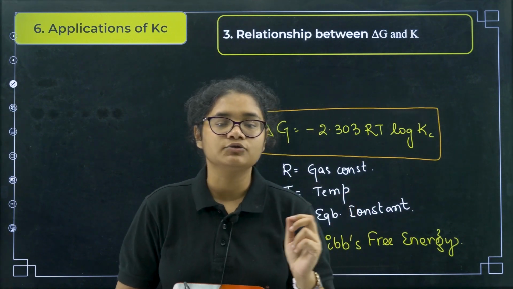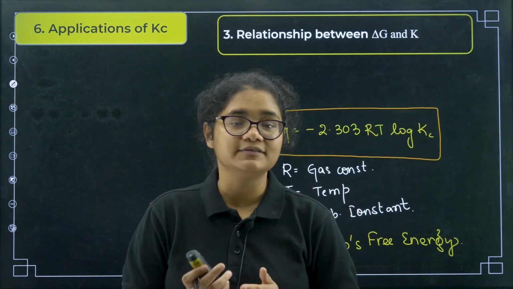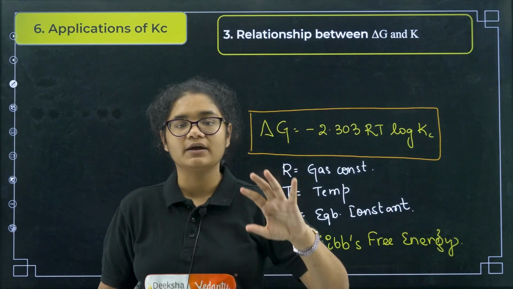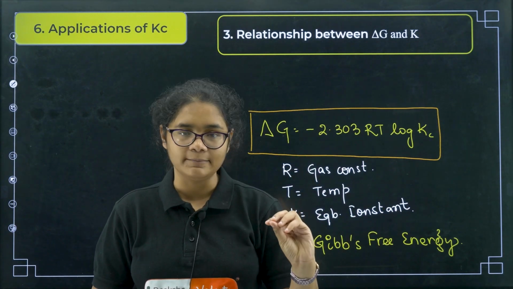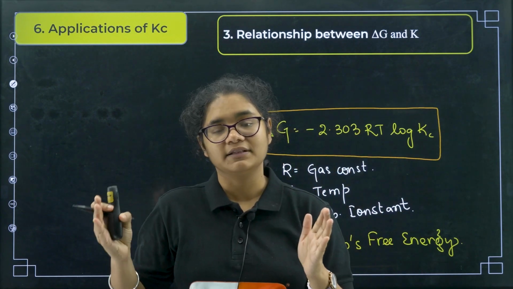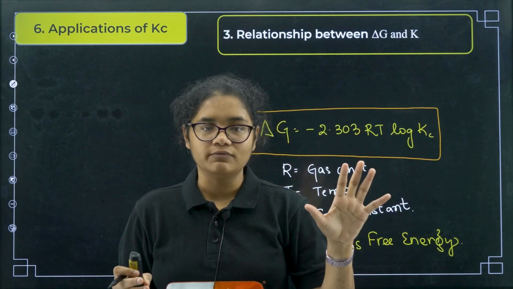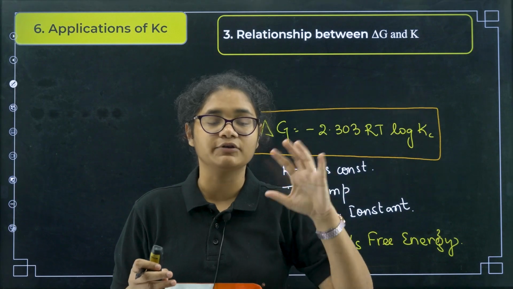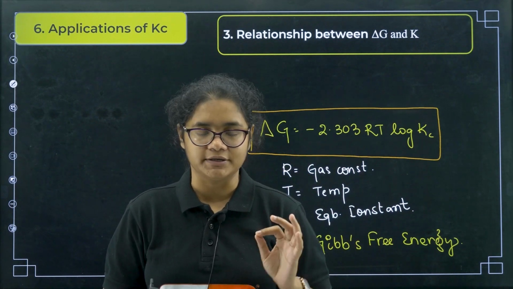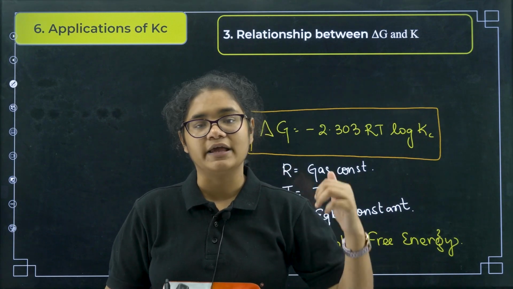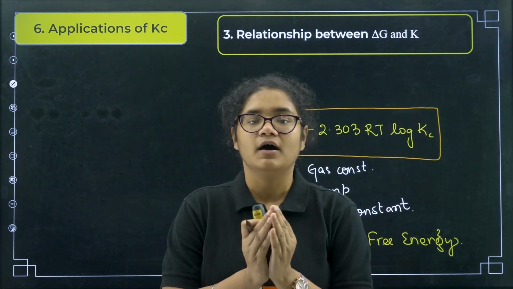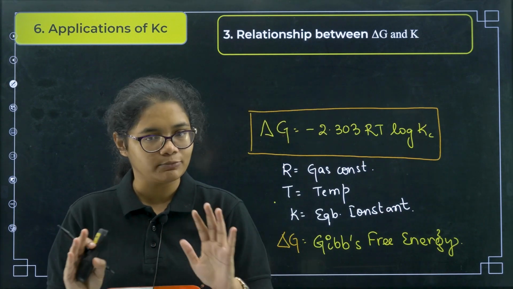The second one is to predict the direction of reaction. In this, we are calculating the Q value or the reaction quotient. In that, you take concentrations at any point of time, calculate the Q value and compare it with the K value. If Q value is more than K value, then the reaction has to proceed in the backward direction. If Q is less than K value, the reaction has to proceed in the forward direction. If Q is equal to K value, the reaction is already at equilibrium. I hope that is clear.